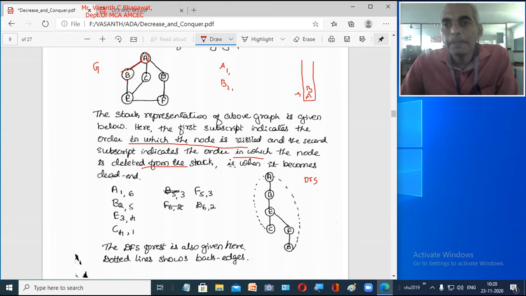Now from B, again we do the same process. Get the adjacent nodes B is having. If you look here, B has got 2 adjacent nodes: one is E and the other one is A. As we said, chronological ordering, A comes first in chronological order.